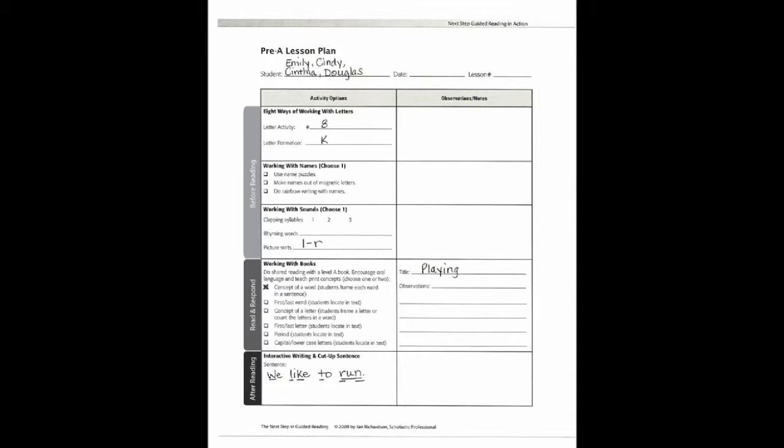Here's the one-day pre-A lesson in action. You can follow along with the lesson plan in the viewing guide.